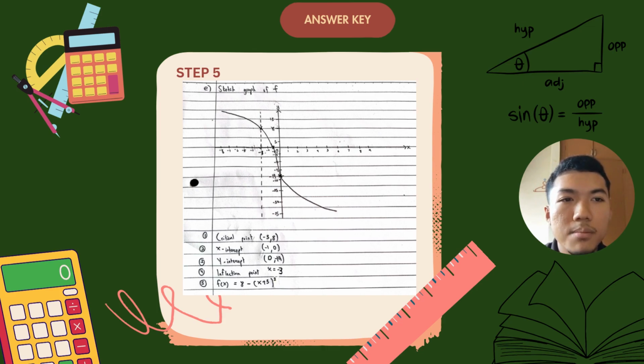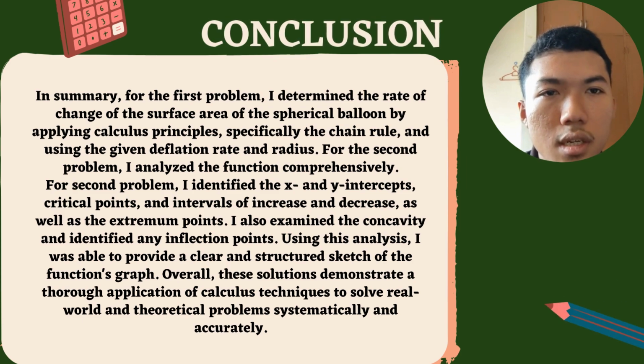down to concave up. So our conclusion is, in summary, for the first problem, I determined the rate of change of the surface area of the spherical balloon by applying calculus principles, specifically the chain rule, and using the given deflation rate and radius. For the second problem, I analyzed the function comprehensively.